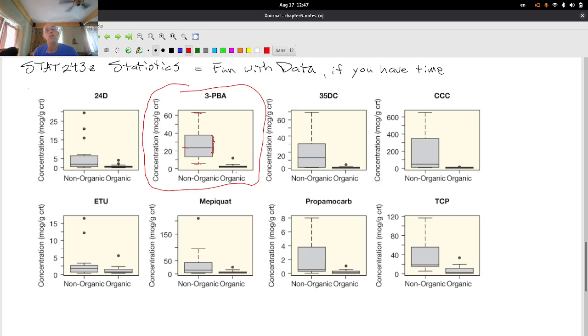And then they switched to organic food, and after eating organic for a couple of weeks, the 3 PBA was measured again, and here we can see this distribution is pretty squashed. Mostly it's pretty close to 0 down here at the bottom with one outlier there.